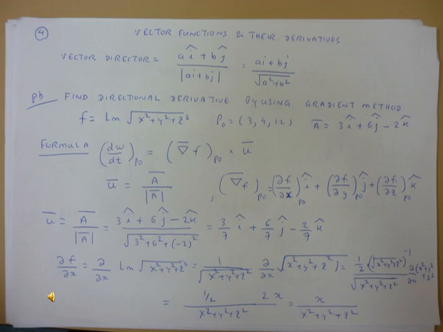So what you get is a half multiplied by the square root of a squared plus y squared plus z squared to the power minus 1 divided by the square root of a squared plus y squared plus z squared. So the derivative with respect to a of a squared plus y squared plus z squared is 2a. So the half multiplied by 2a divided by a squared plus y squared plus z squared gives a divided by a squared plus y squared plus z squared.